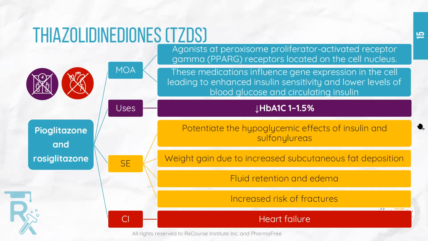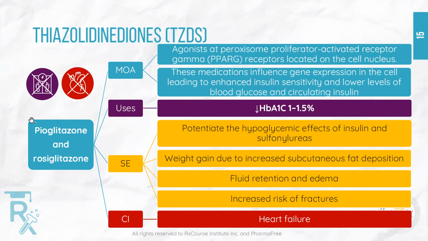So the next family is thiazolidinedione, which we can name glitazone. This family acts on a specific receptor, PPAR gamma, peroxisome proliferator activated receptor gamma, which is found on the cell nucleus. By acting on this receptor, the glitazone will increase the sensitivity of cells to insulin, so it will enhance the uptake of insulin by cells.